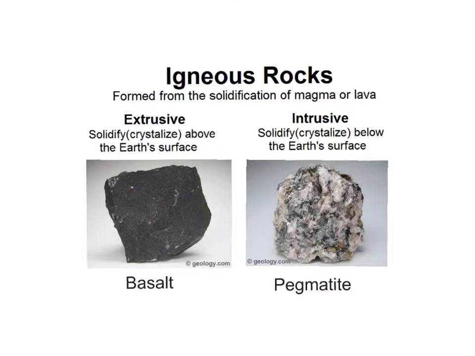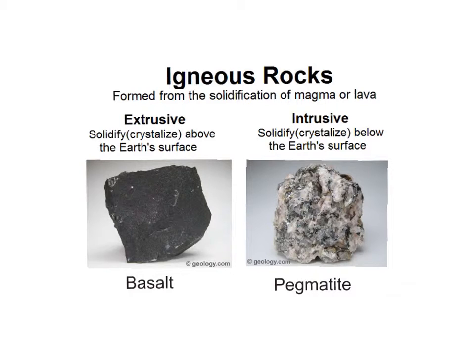The difference between them is one will crystallize above the Earth's surface and the other below the Earth's surface. Because of the different crystallization processes, this does cause differences in the size of the crystals. To the left, you'll see basalt, which is an extrusive. It undergoes a faster process. This gives it less time to cool, causing the crystals to grow a lot smaller.